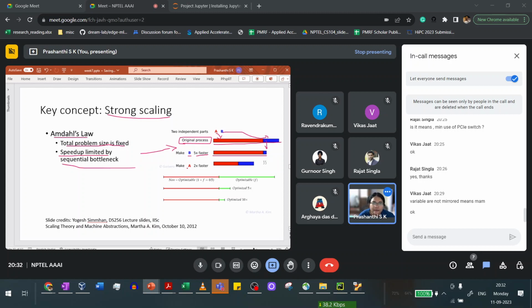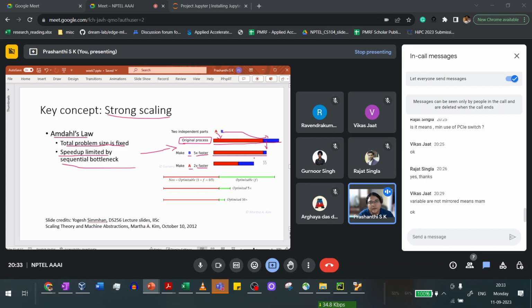In contrast, look at what happens when I make this big portion 2x faster, and look at the overall runtime, right? So you realize that speeding up certain parts of the process gives you more of a benefit than others. Basically, the part that dominates the process should be sped up, and that's when you get more benefits, right?